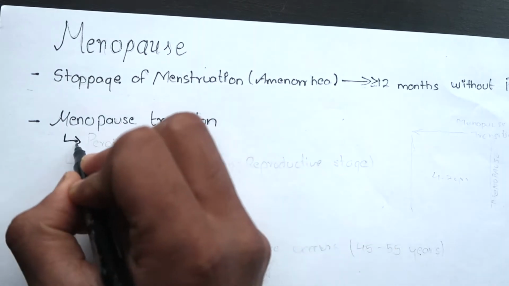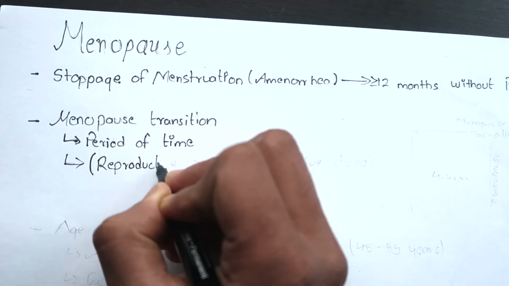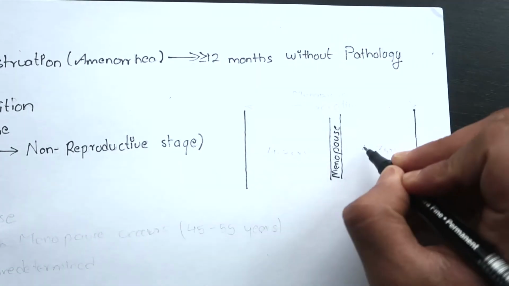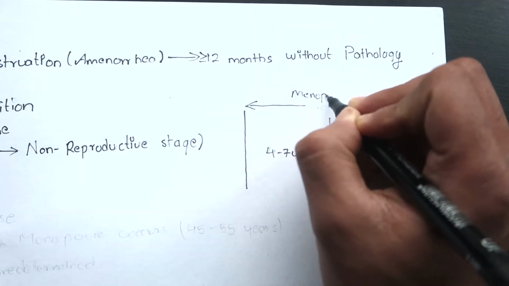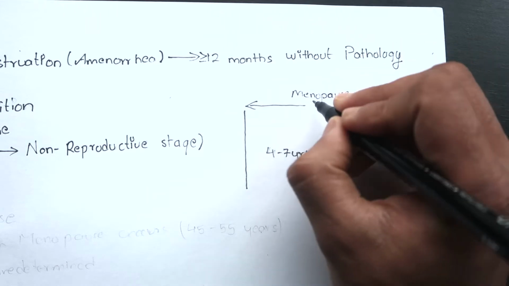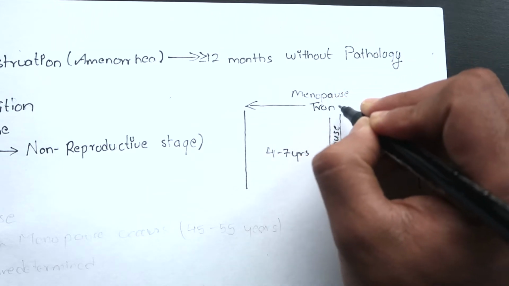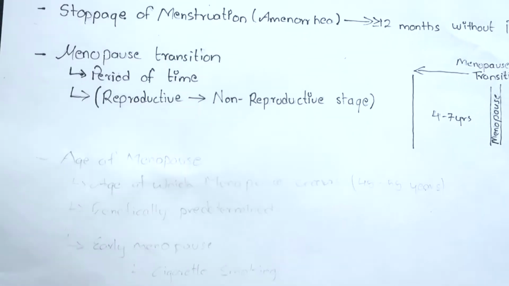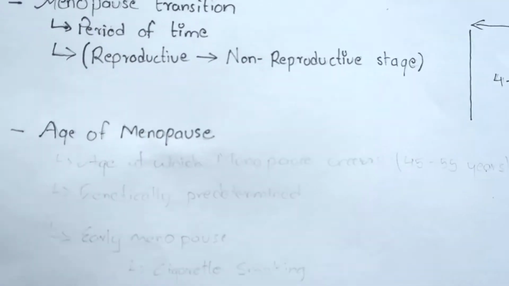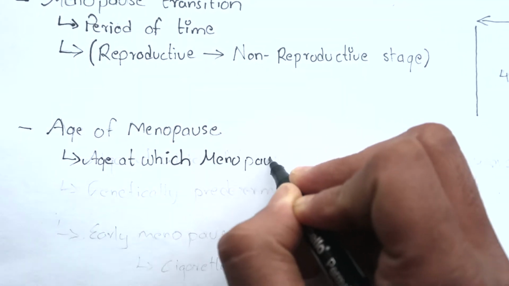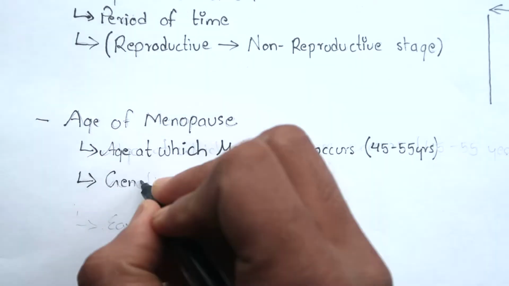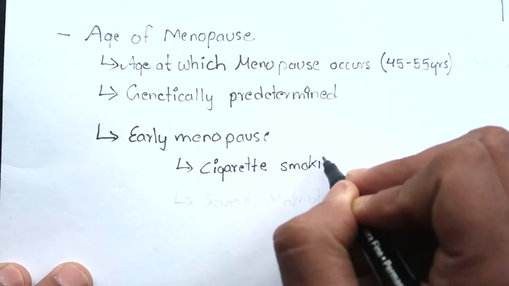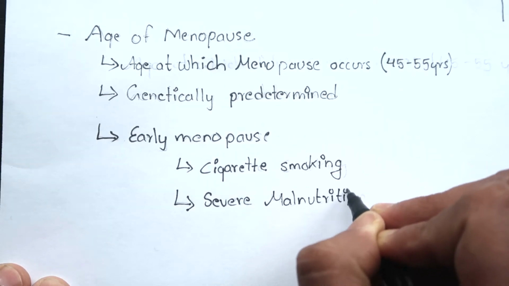Menopause transition is the period of time during which a woman passes from the reproductive stage to the non-reproductive stage, and this phase covers 4 to 7 years on either side of the menopause. The age at which menopause occurs is genetically predetermined and is not related to age of menarche or age of last pregnancy. However, cigarette smoking and severe malnutrition may cause early menopause.